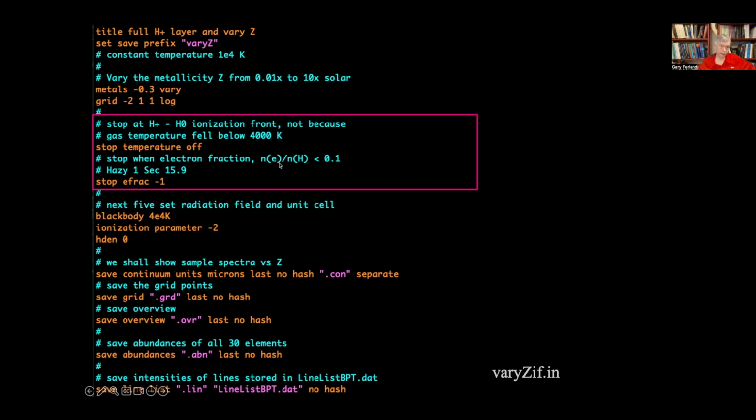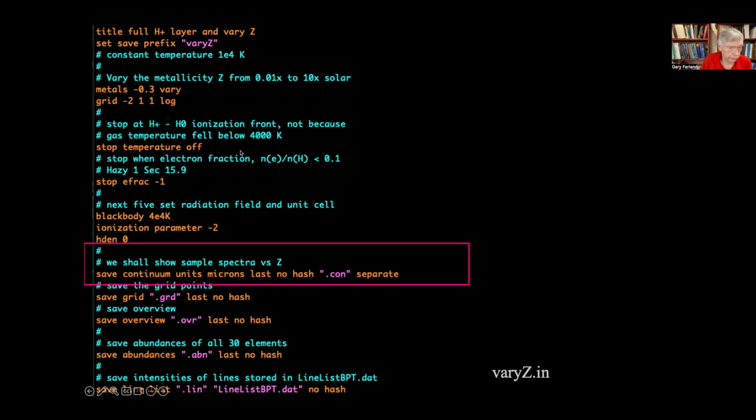This efrac is the electron fraction, the number of electrons divided by the total number of hydrogens. This says stop when this ratio is less than 0.1 or 10%. So that should be well into the hydrogen ionization front. So with these two commands, no matter how cold the gas gets, we'll get to the hydrogen ionization front. The other thing we're going to do is save as separate files the spectrum at each one of these models. So this has a separate command that means don't do the gather at the end to bring the grid points back together into one file. We want to make separate plots.